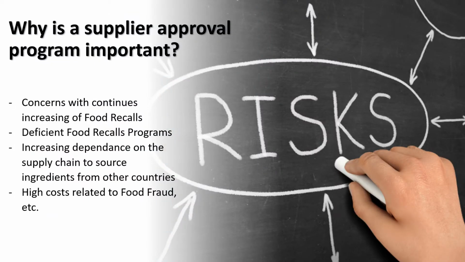And why is a supplier approval program important? Well, because there are potential risks in a food supply chain, and the bigger the supply chain, the bigger the risk. So a supplier approval program will help to identify the risks at each step and to have sufficient controls to mitigate hazards. And what are those risks?